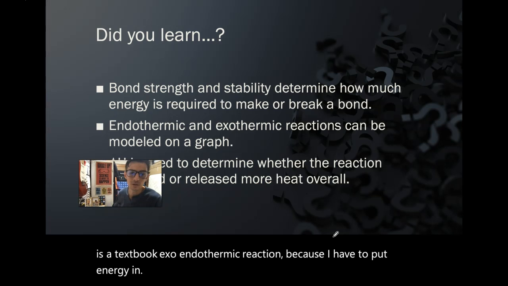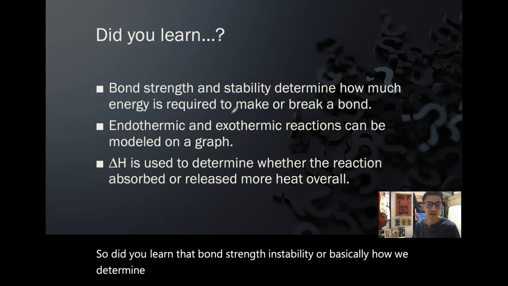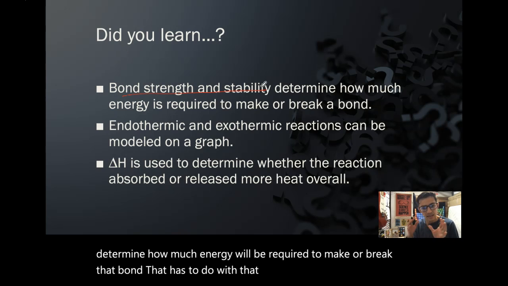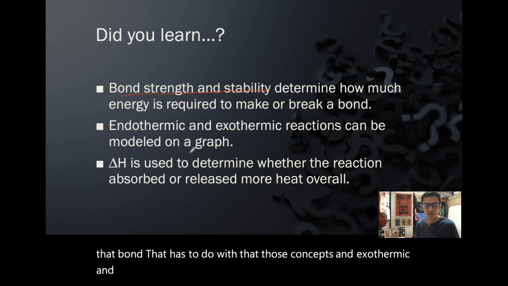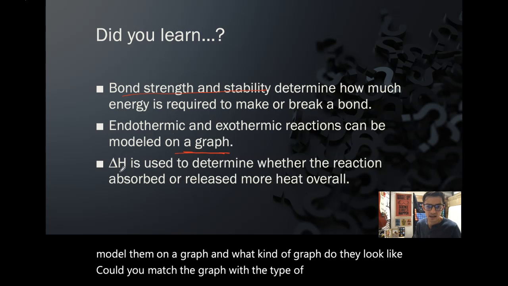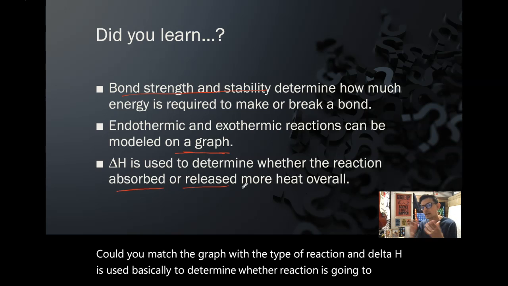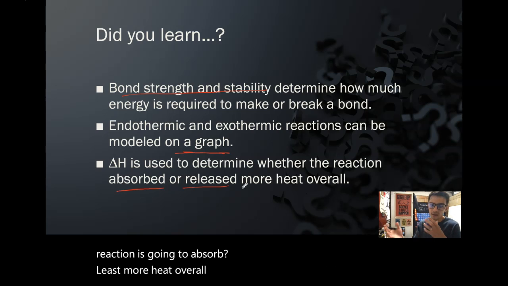Okay, so did you learn that bond strength and stability are basically how we determine how much energy will be required to make or break that bond? That has to do with those concepts. And exothermic and endothermic reactions basically are modeled. We can model them on a graph. And what kind of graph do they look like? Could you match the graph with the type of reaction? And delta H is used basically to determine whether a reaction is going to absorb or release more heat overall. If it's positive, it's going to be endothermic. If it's negative, it's going to be exothermic.